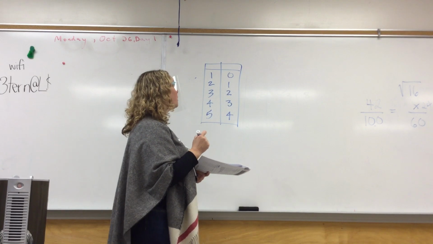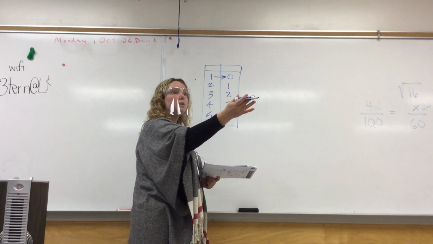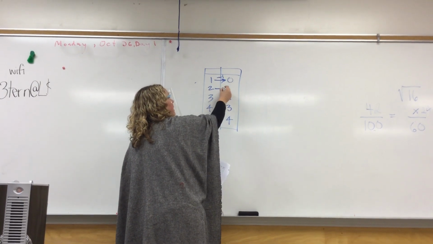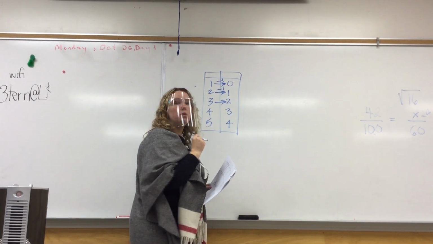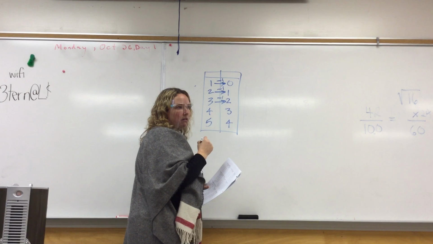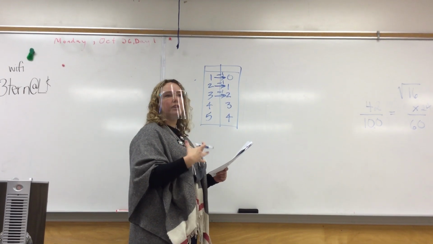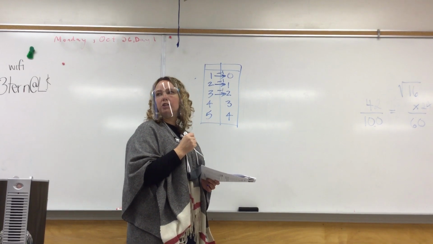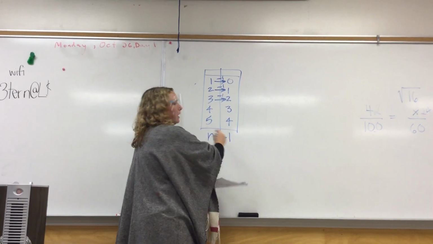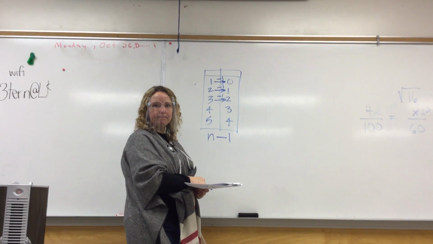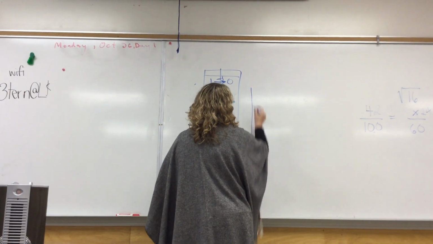So how am I going to figure out what my rule is? How did I get from 1 to 0? What did I do? I subtracted 1. How did I get from 2 to 1? Subtracted 1. How did I get from 3 to 2? Are we seeing a pattern here? So what is my expression, my algebraic relation for this table? N minus 1. Does that make sense? Now I'm going to make it a little complicated.